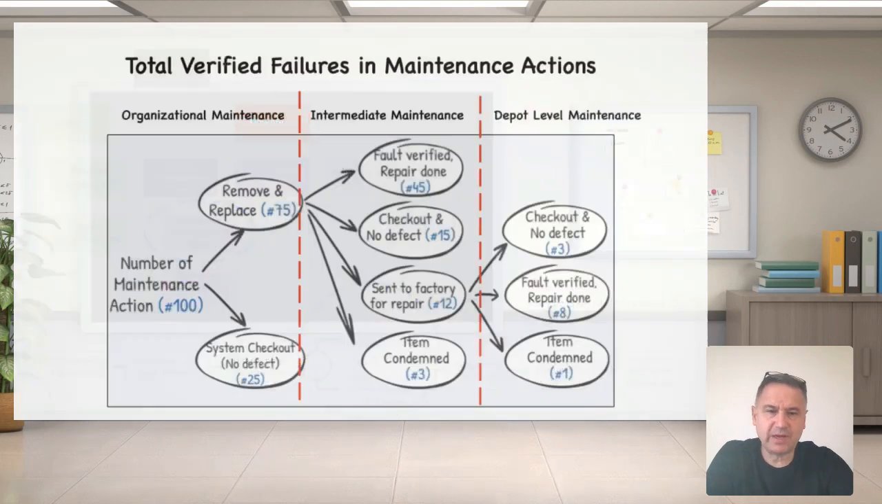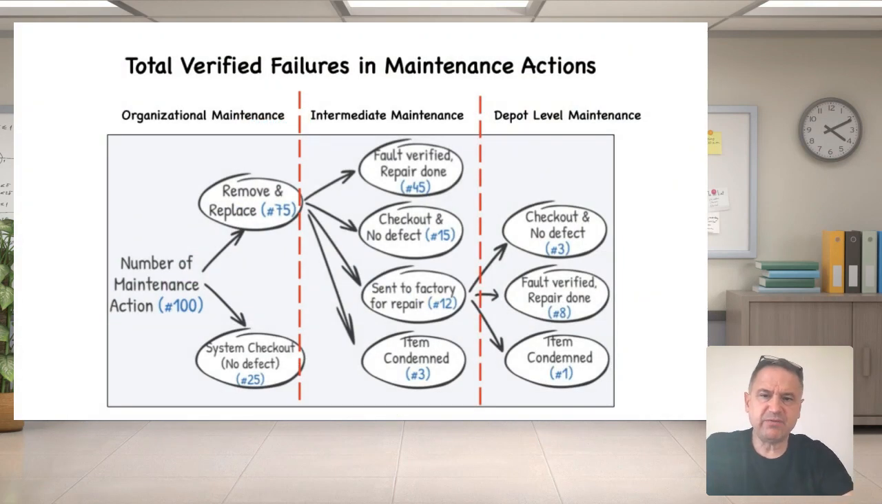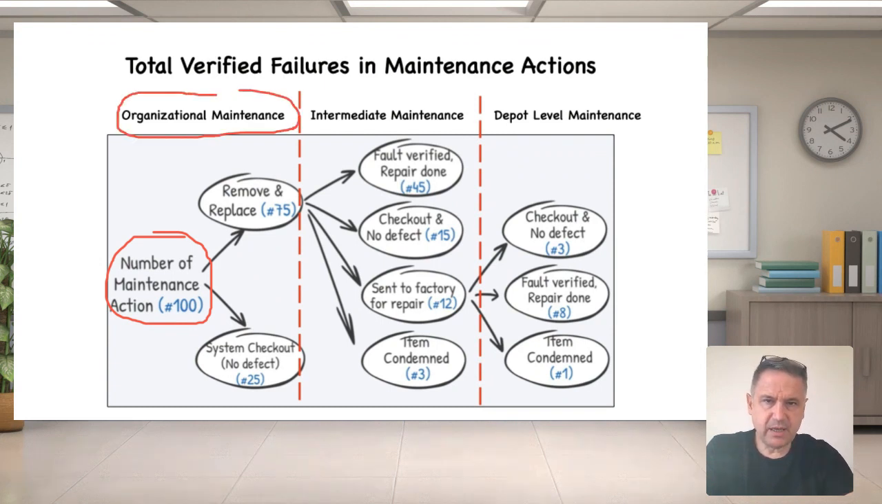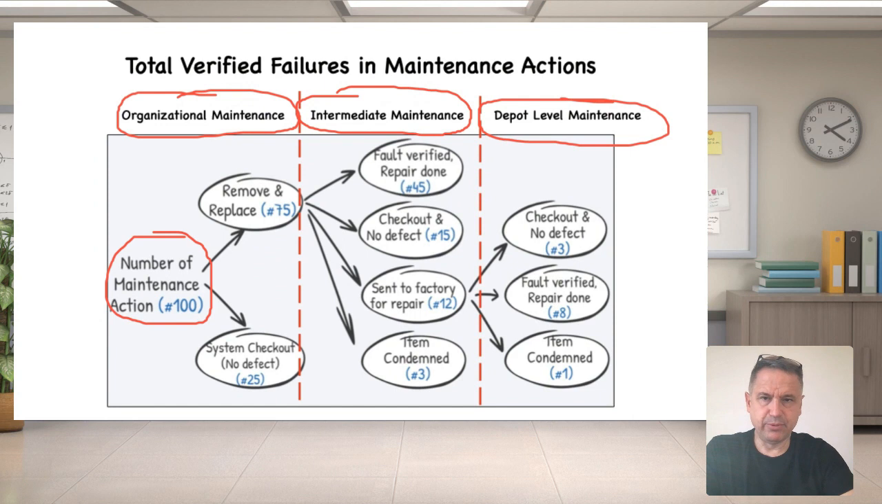Keeping this in your mind, assume that we have conducted 100 maintenance actions. By the way, before going through this slide, I'd like to mention the three columns. The first column refers to organizational maintenance. The second column refers to intermediate maintenance, and the last column refers to depot level maintenance. In the literature, it says O level, I level, and D level, or factory level, or generally depot level.